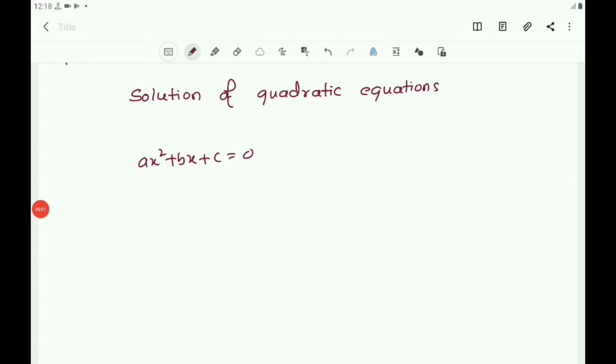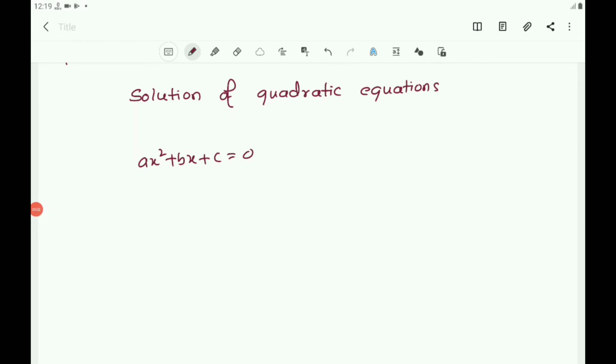You know the zeros of a polynomial, that is about the zeros of a linear polynomial, zeros of a quadratic polynomial, zeros of a cubic polynomial, etc. And also you know that a linear polynomial is having 1 zero, a quadratic polynomial is having 2 zeros, and a cubic polynomial is having 3 zeros, etc.